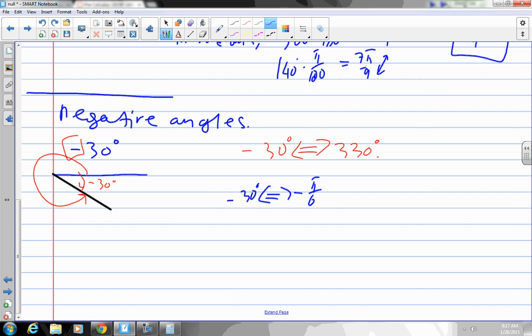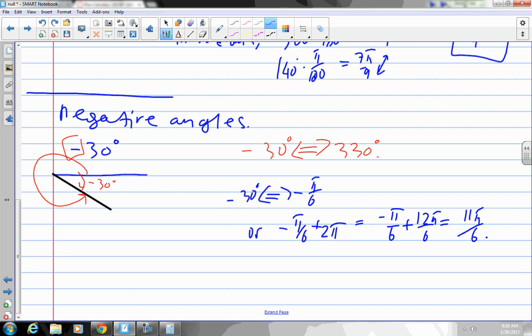Right? We just converted. Or you can say that in order to convert negative pi over 6 to a positive angle, you'll just add 2 pi to it. So it's negative pi over 6 plus 2 pi. It's the same as negative pi over 6 plus 12 pi over 6. So it gives me 11 pi over 6. Well, because again, you go the other way. So you're adding 2 pi, the full rotation.